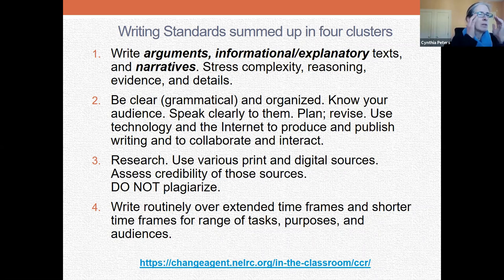One is that we want to be encouraging students to be able to write different kinds of texts: arguments, informational or explanatory texts, and narratives. We want to stress complexity at the level that's appropriate for them. So we don't want to take a high beginner and go straight up to advanced levels of complexity, but we want to push little bits of complexity that are appropriate for that level learner.